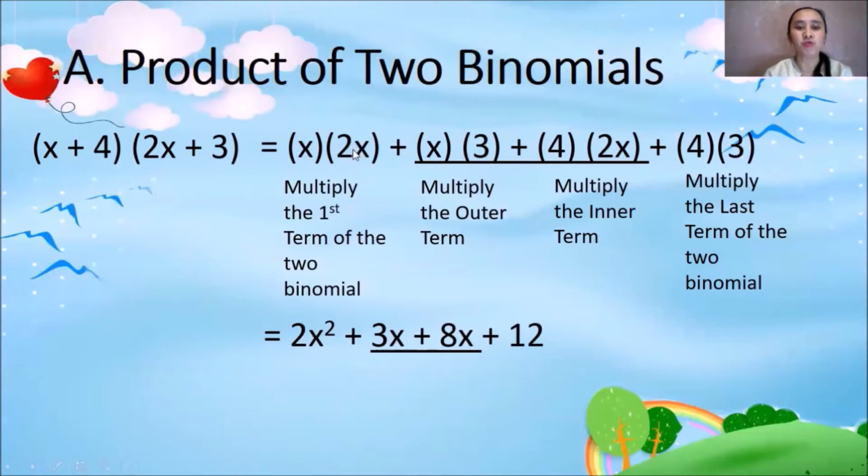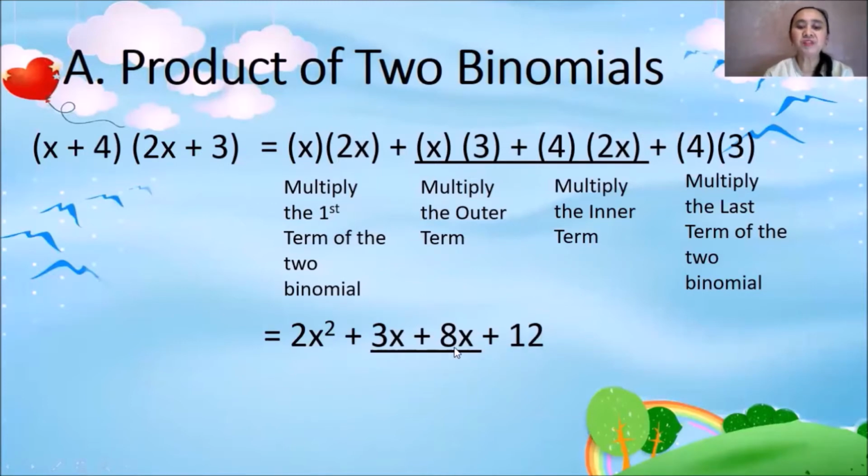Now, multiply and apply, of course, the laws of exponent x and 2x. So, add the exponent of x and x. So, 2x times x, 1 plus 1 is x squared, kaya 2x squared. Then, x times 3 is equal to 3x. 4 times 2x is equal to plus 8x. And 4 times 3 is equal to 12.